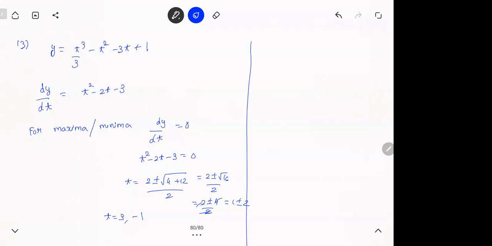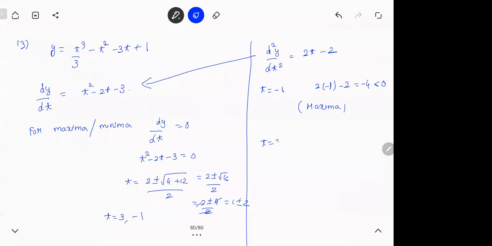Now how do we decide which is maximum and which is minimum? What is the second differential, d square v by dt square? That is 2t minus 2. Basically, we are differentiating this one. So we got this. Now see, we have two roots. If you keep t as minus 1, what are you getting? 2 into minus 1 minus 2. This is minus 4, less than 0, meaning this is a maximum.